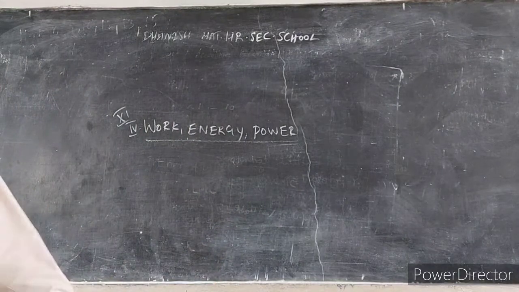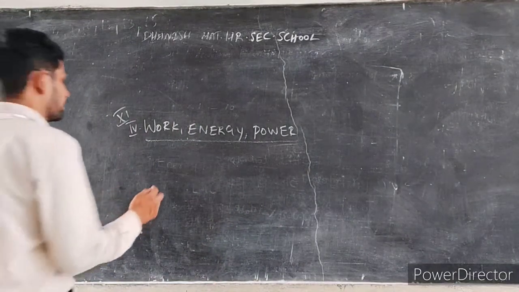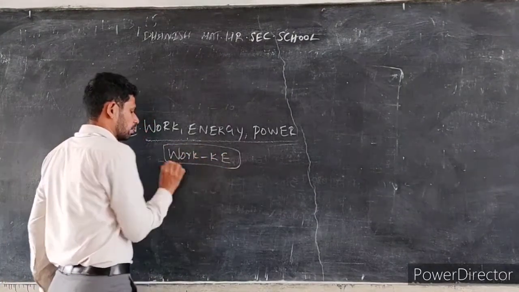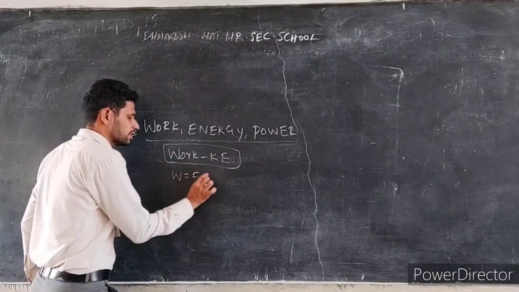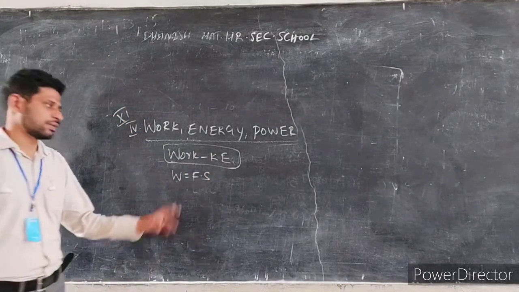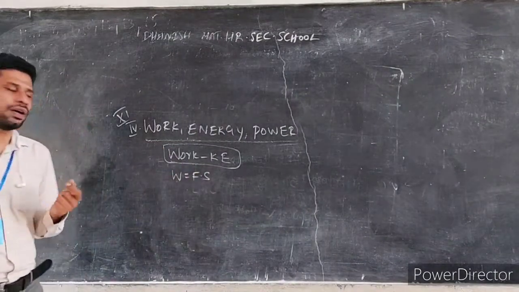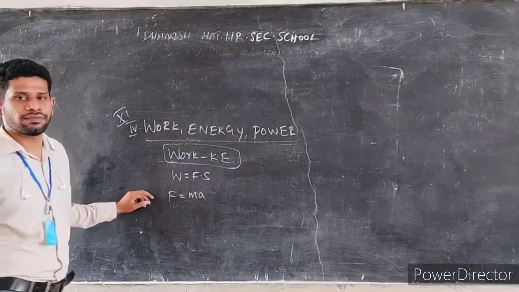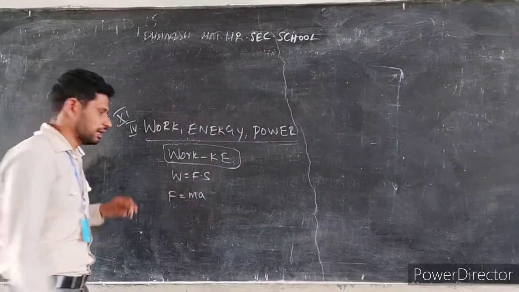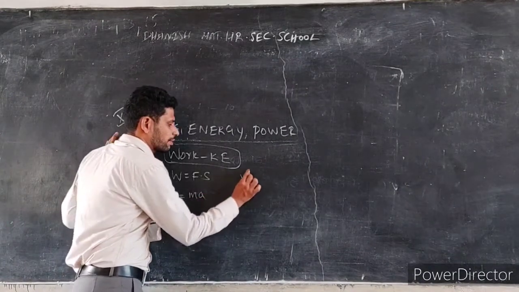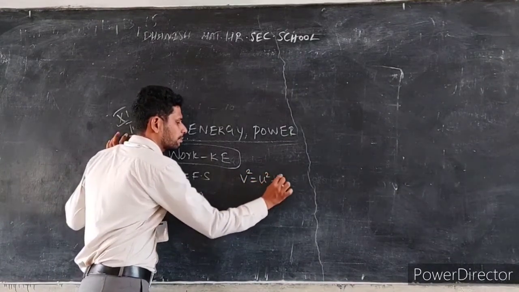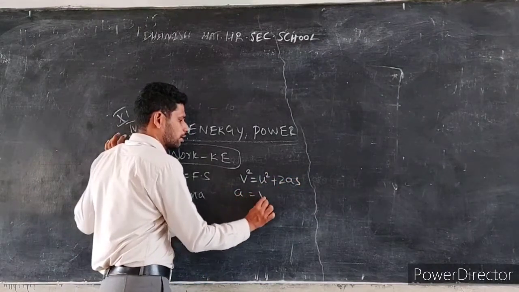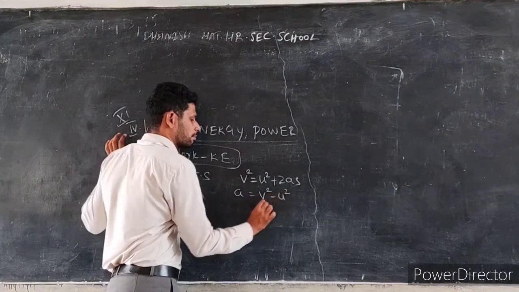Okay, tell me, what is the work and kinetic energy theorem? What is the relation between work and kinetic energy? Now, work is nothing but force into displacement. We know the formula F equal to ma, Newton's second law of motion. Now listen, we know from the equations of motion, V square equal to U square plus 2as. From here, what is a? a equal to V square minus U square by 2S.